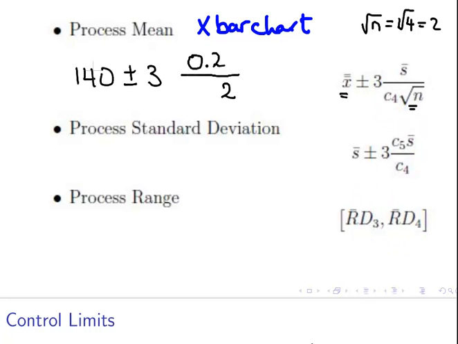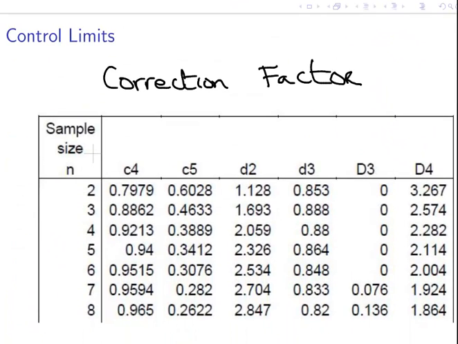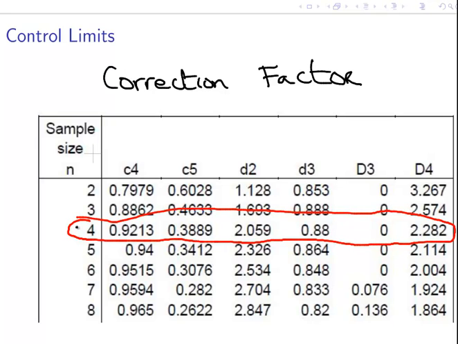Now, what is the important thing here is the batch size. Okay, so in our example, the batch size we were using was 4. So we're going to use this row here. Okay, so C4 there is 0.9213. So let's use that.